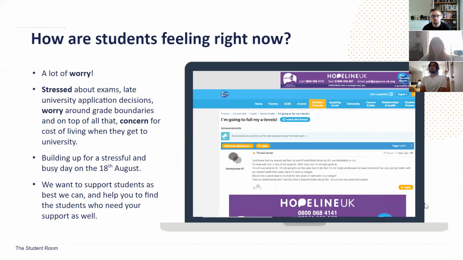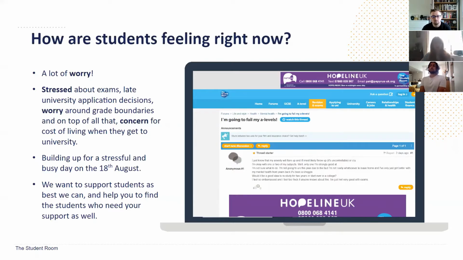So as you can imagine, there is a lot of worry at the moment. We've been keeping a check on how students have been feeling over the past academic year and application cycle. There really has been a real increase in anxiety this year surrounding everything that feels very new to them, including exams, the university application decisions, worries around grade boundaries, concern about what happens when they actually get to university. It's really building up for quite a stressful and busy day on the 18th of August.